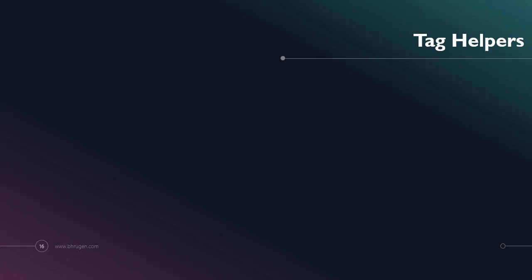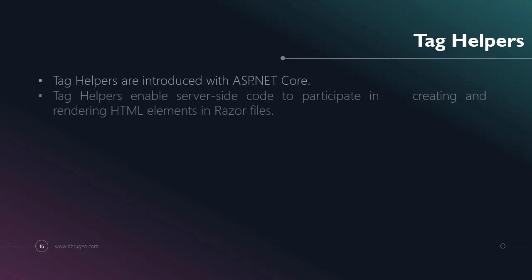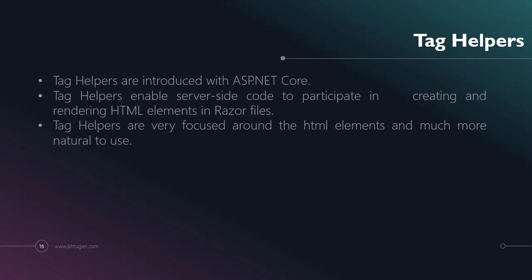In this video, we will take a look at tag helpers. Tag helpers are brand new to ASP.NET Core. Microsoft looked at the success around other libraries like AngularJS, React, and others, and decided that implementing an Angular directive-like experience in the new ASP.NET was so important to the adoption of ASP.NET Core that they decided to create tag helpers from the ground up. Tag helpers enable server-side code to participate in creating and rendering HTML elements inside the Razor files.